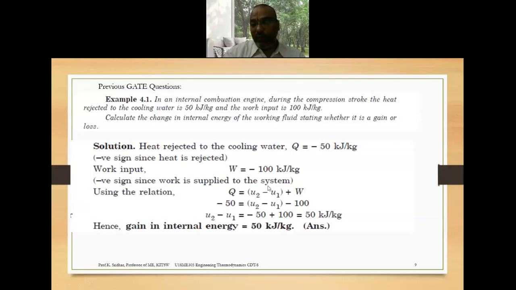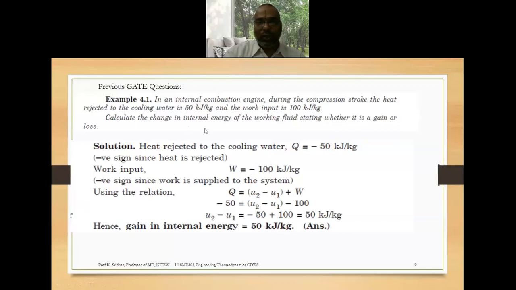So once again, the sign conventions are very, very important. Just see here, heat rejected to the cooling water. That is the heat transfer from the system. So heat transfer from the system is always negative. So Q is equivalent to minus 50. Similarly, you see here, work input to the system. So work input to the system is always negative. So W is also equivalent to minus.